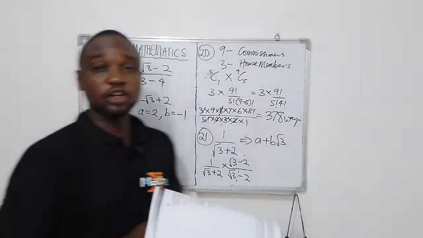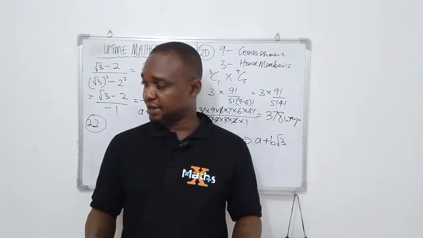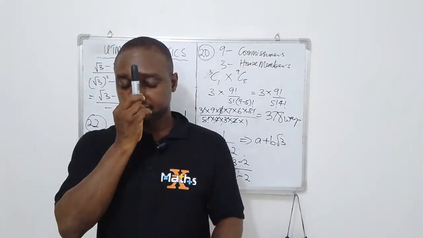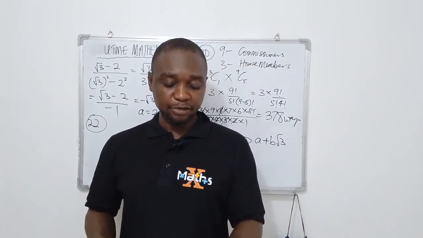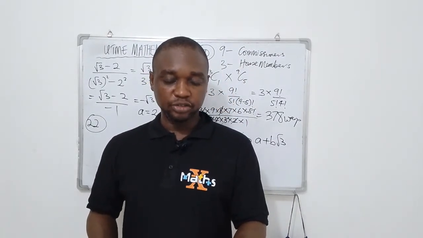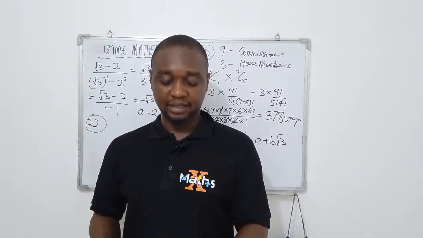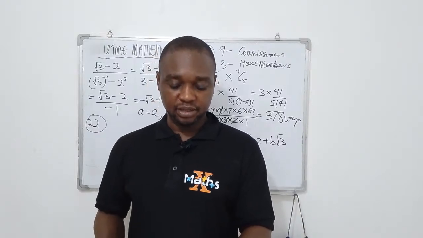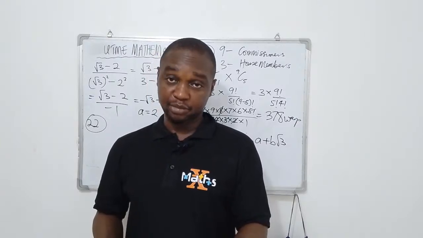For question number 22, it says that if the interest on 150 naira for 2.5 years is 4 naira 50 kobo, find the interest on 250 naira for 6 months at the same rate.